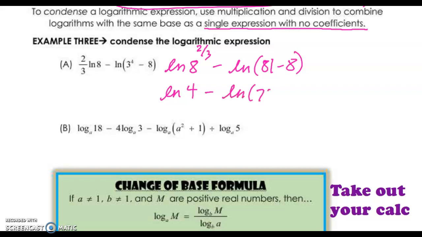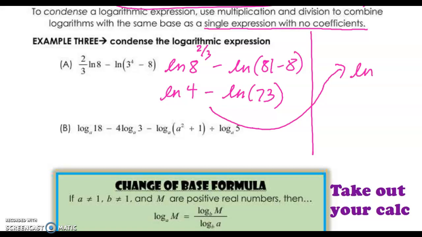Natural log of 73. Well, now we are subtracting two logarithms with the same base. So using our formulas, we can divide them. I'm going to rewrite that. You know what? I'm running out of room. So I'm going to put a little dividing line here so I know where I'm going. And I'm going to rewrite this as one expression, because right now we have two terms. We just need one. So the natural log of 4 over 73. And that's as simplified as it's going to get. I think that's good enough. Let's move on.